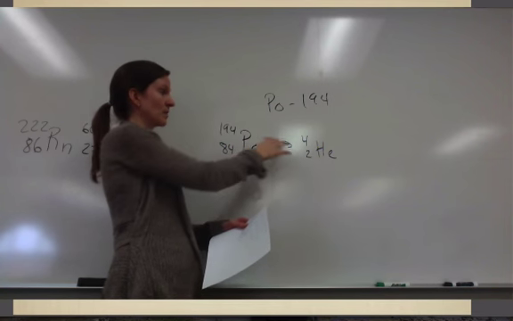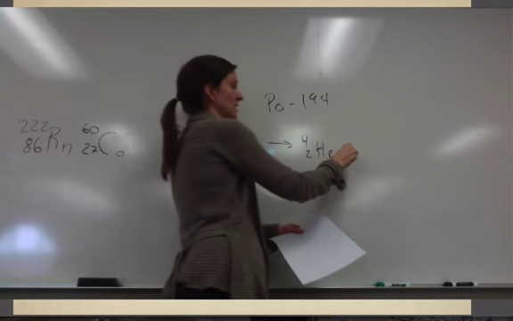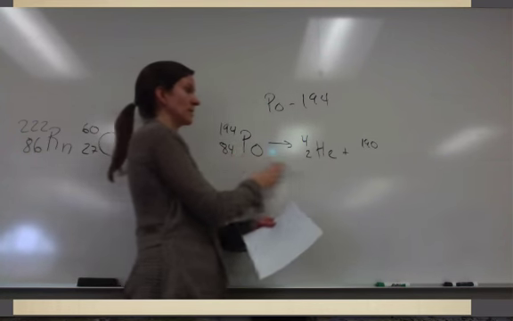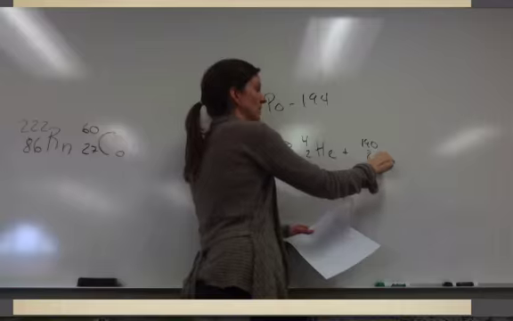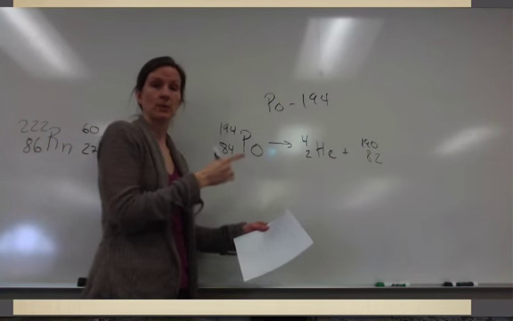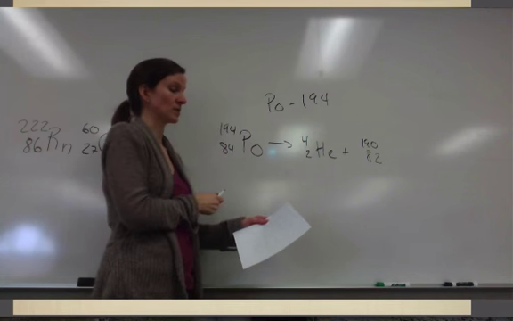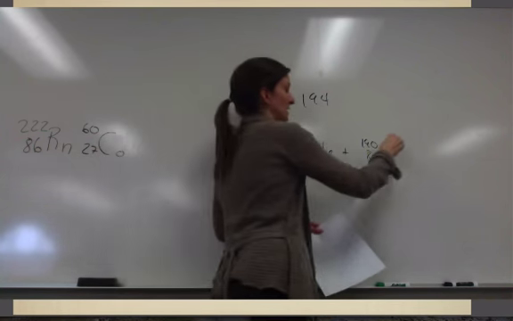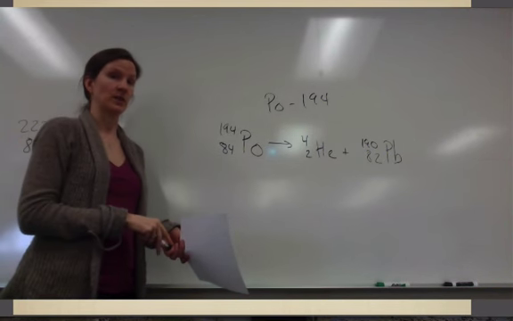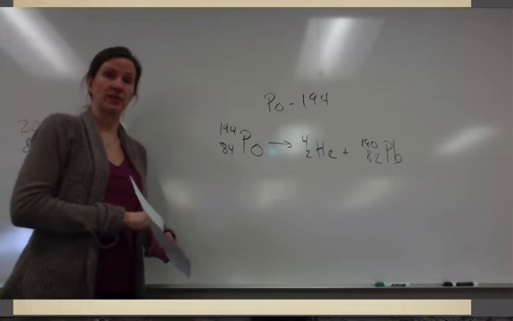So if I take 4 away from that, I'm down to 190. If I take 2 away from this, I'm down to 82. And then to figure out what symbol goes there, you would look up on your periodic table what particle corresponds to that atomic number 82, and it's lead. So that is a nuclear reaction for polonium-194 going through alpha radiation.